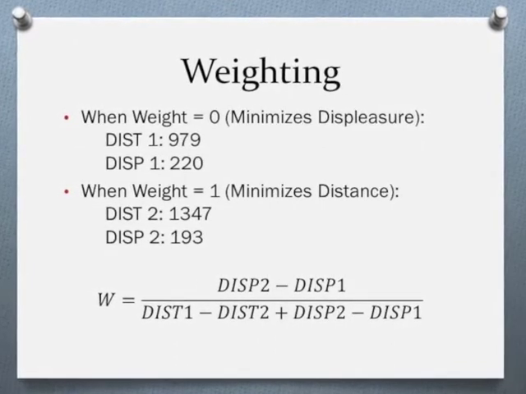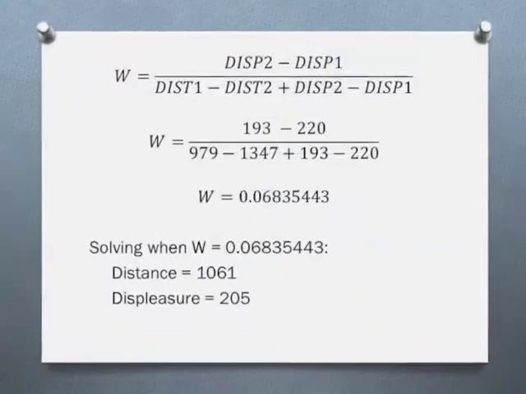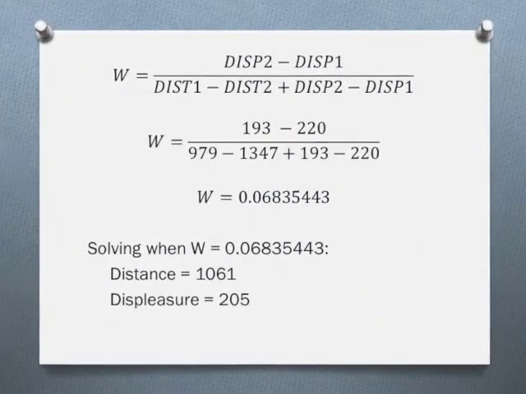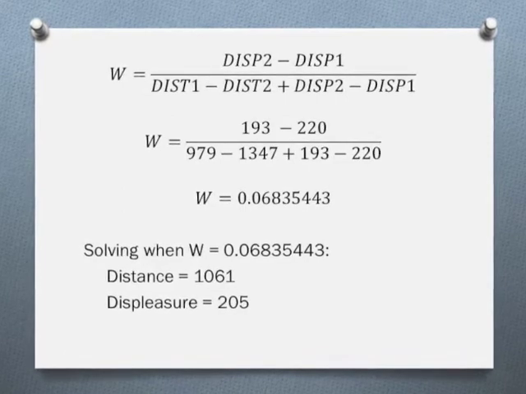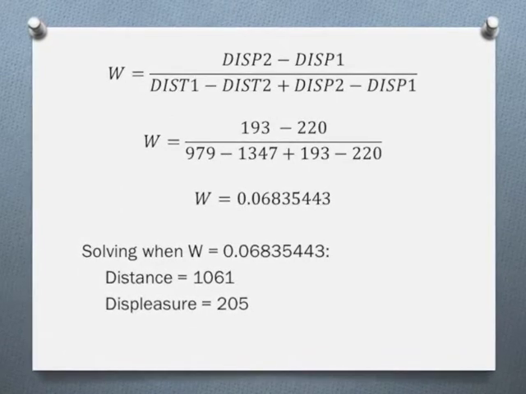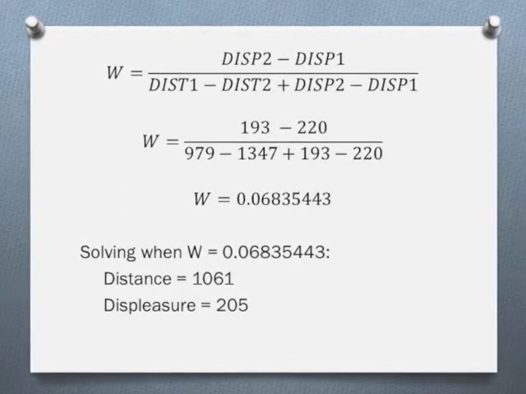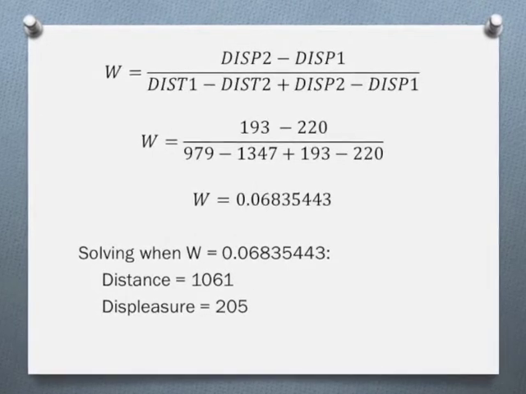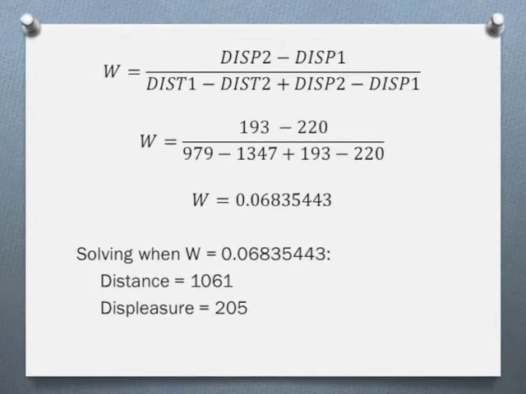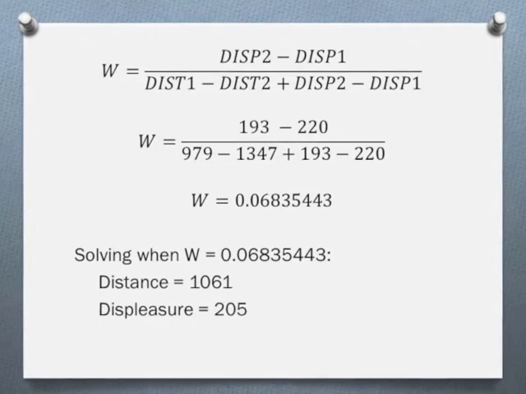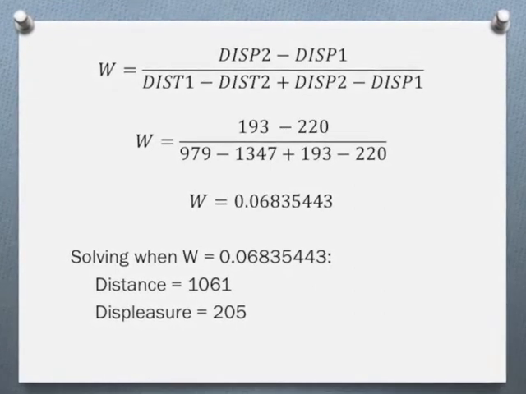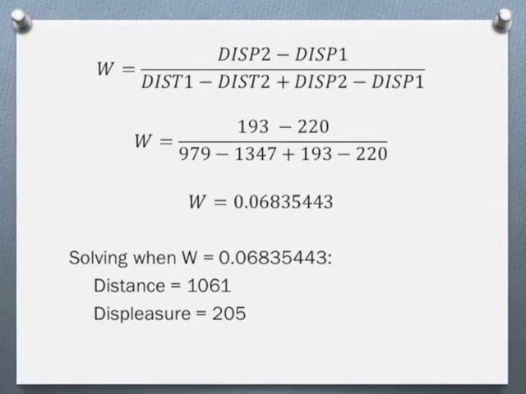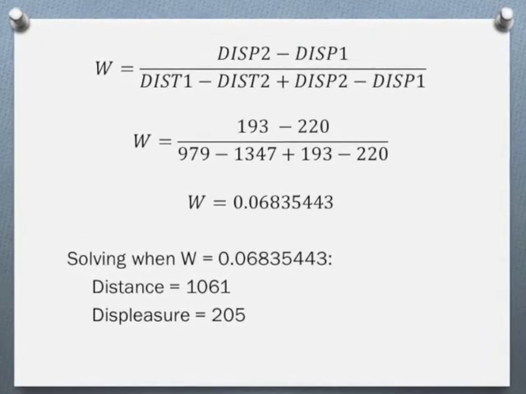You can then calculate the weight for the next point. To calculate the weight for the next point, you take the displeasure from the second point minus the displeasure from the first point, all over the distance of the first point minus the distance of the second point, plus the displeasure of the second point minus the displeasure of the first point. You then get a weight of 0.068354443. Using this weight, you get a distance of 1,061 and a displeasure of 205.